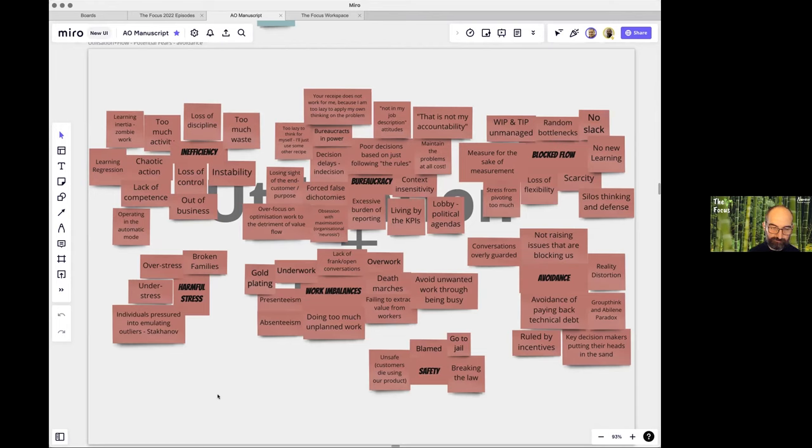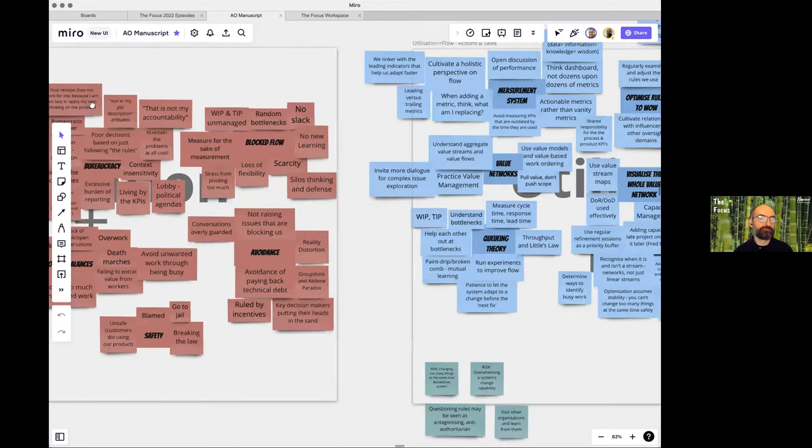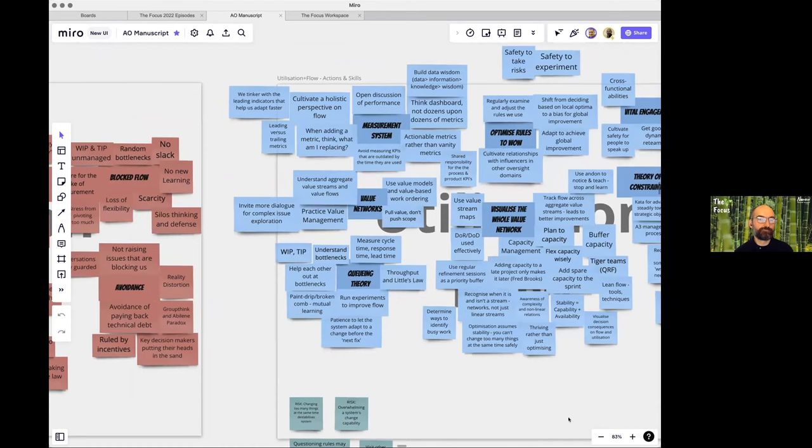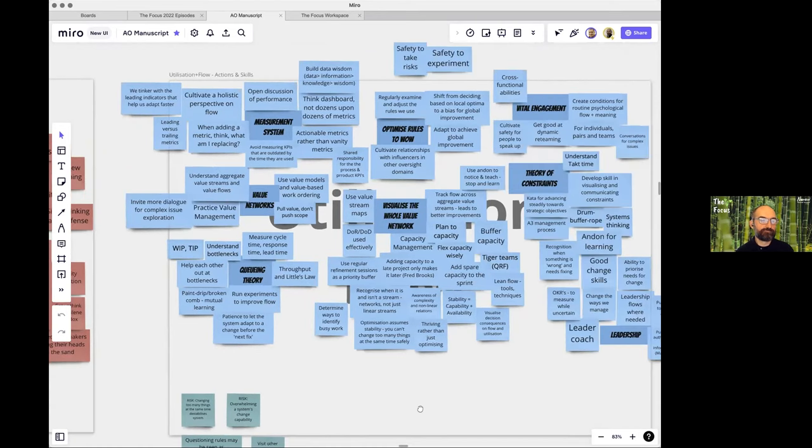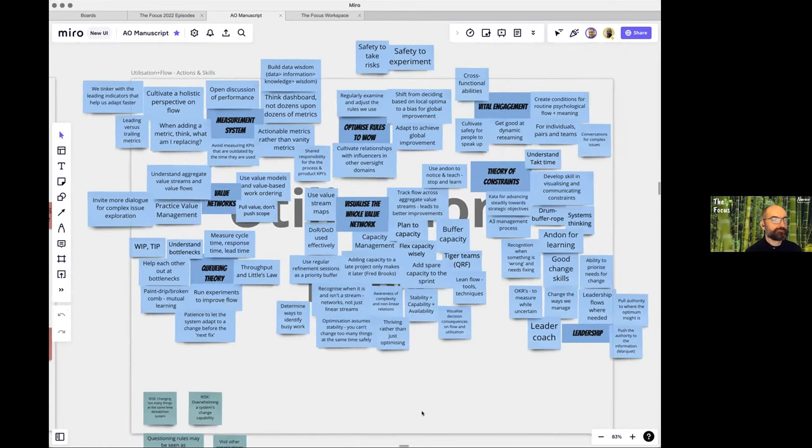I've already mentioned a little bit of things to look out for, but before we do that, let's get Horia to talk about some of the actions and skills that we can implement to maintain balance between utilization and flow in your context.